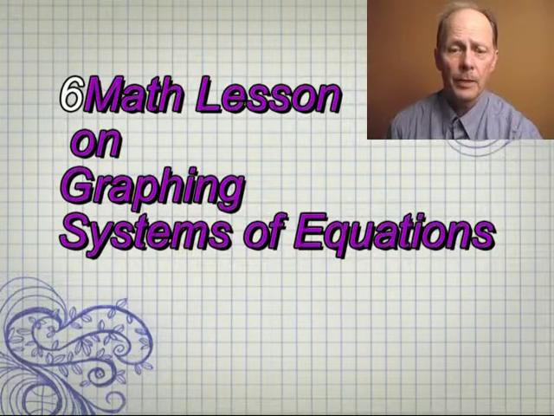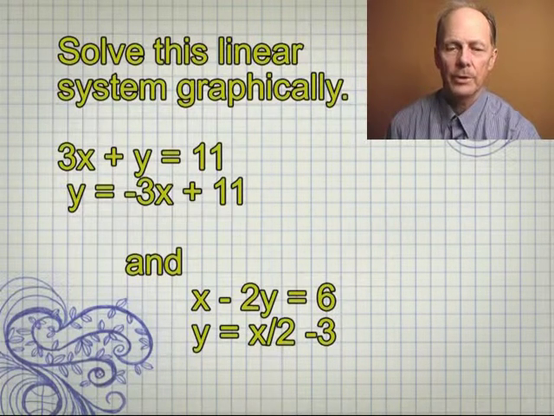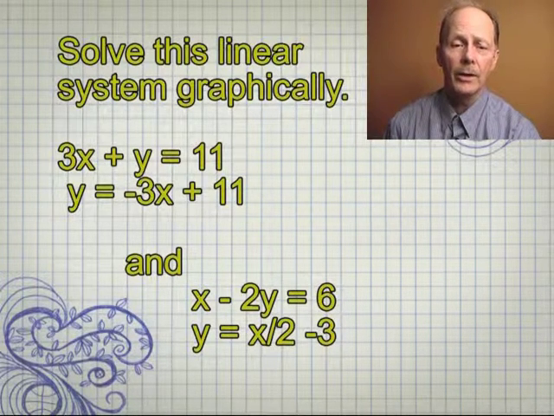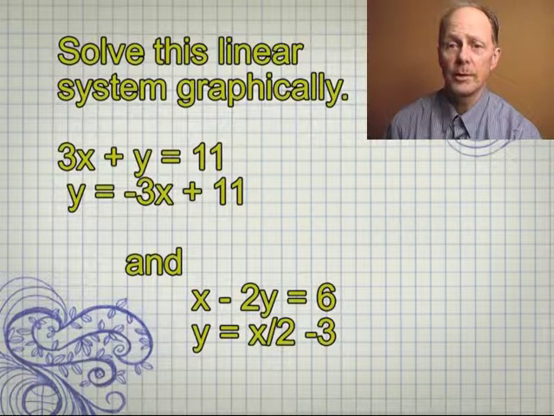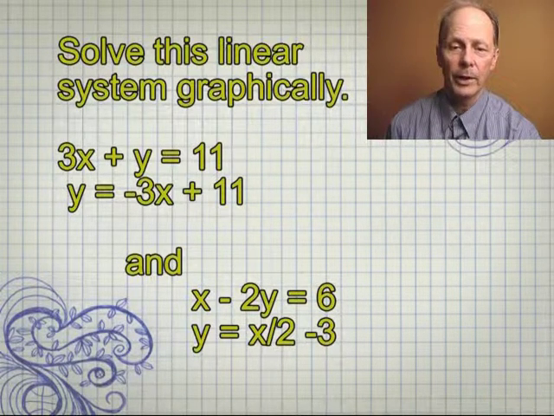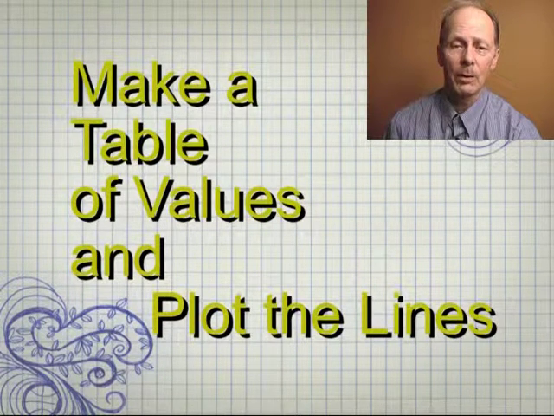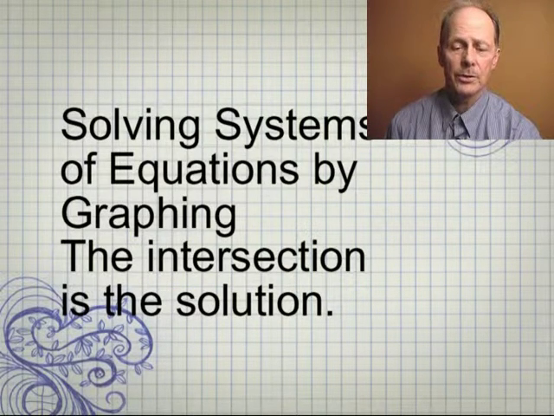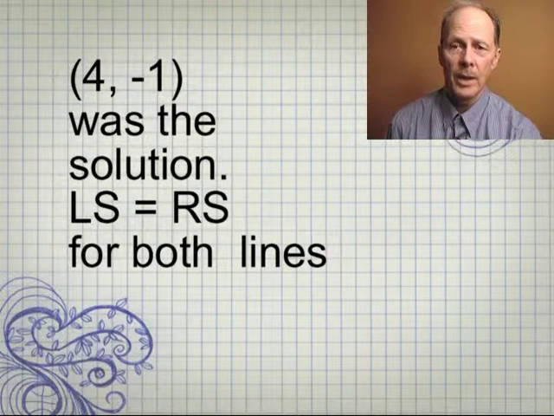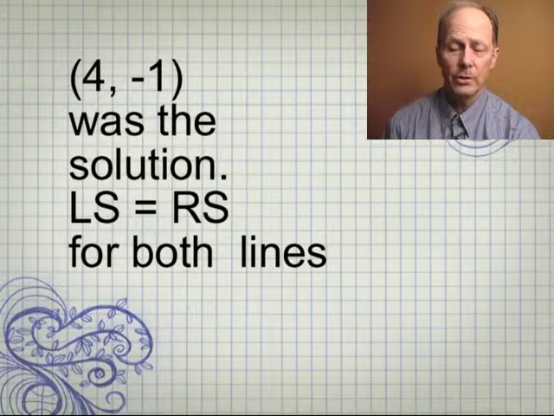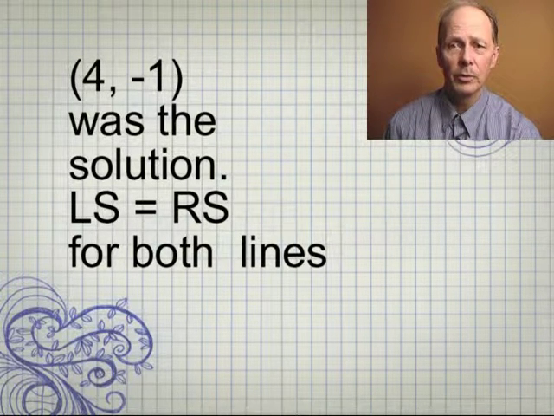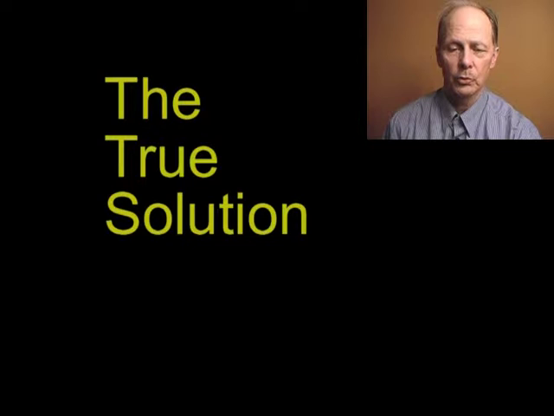So we have seen that if you take two equations, such as 3x plus y is equal to 11, and rearrange it to y is equal to -3x plus 11, and another equation, x minus 2y is equal to 6, and rearrange it to y is equal to 1/2 x minus 3, make a table of values, plot these two lines, at the intersection of these two lines is the solution set. In this case it turned out to be 4 and -1. You can check each equation to see that the right side is equal to the left side to prove that you have in fact found the true solution.